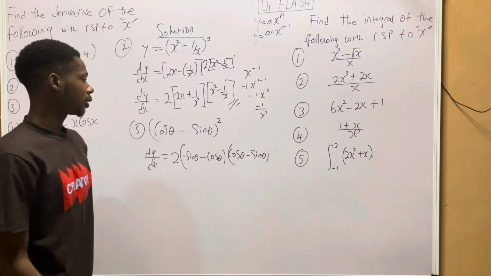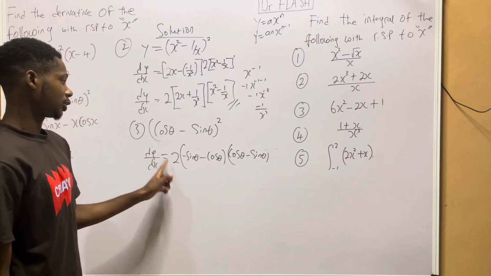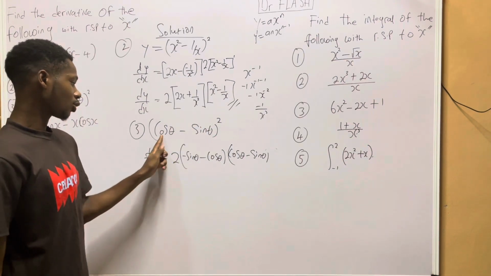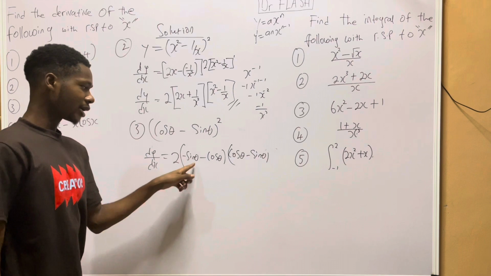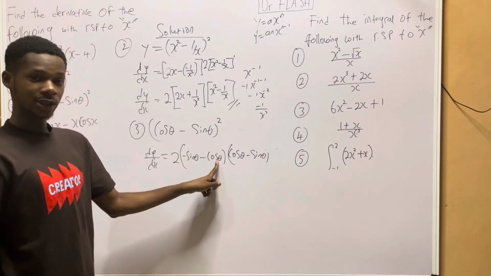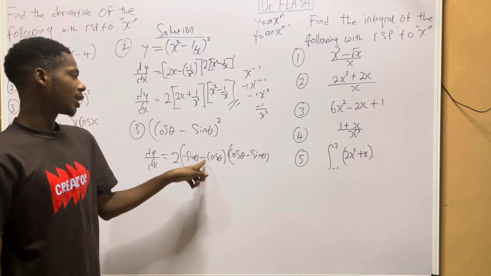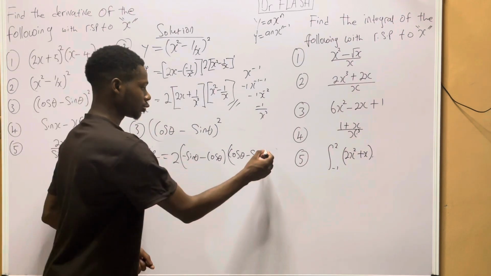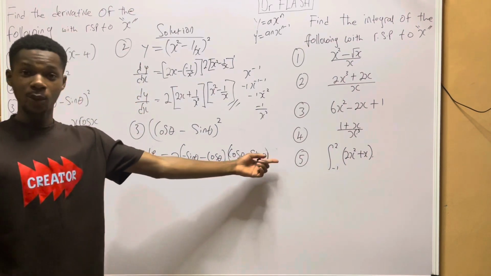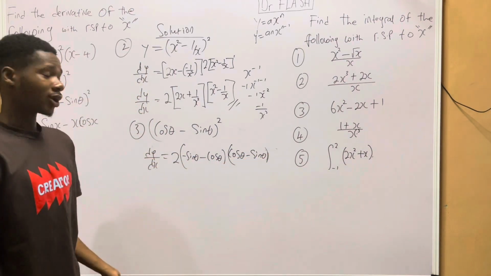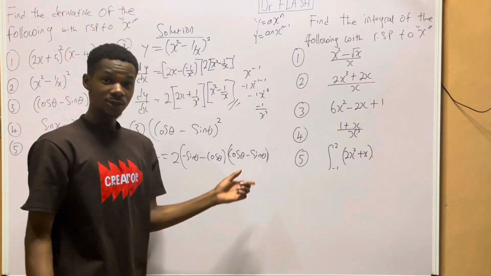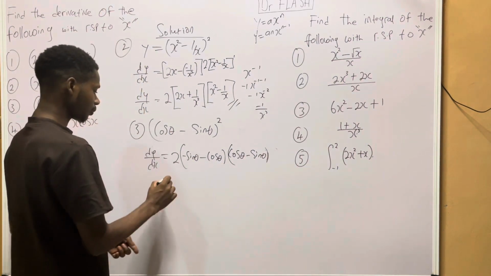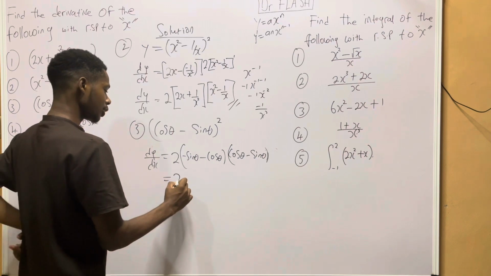I'll review it again. 2 multiplies the whole expression, then differentiate cos theta. When you differentiate, you get minus sine theta. Differentiate sine theta, you get cosine theta. This minus is already there, okay? And then you write the expression again and subtract 1 from the power. The reason I did not write 1 there is because 2 minus 1 is 1, and anything to the power of 1 is the same thing as that particular number or expression. So from here we're going to have 2.